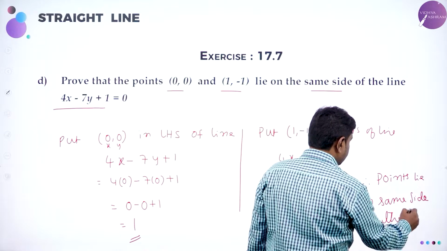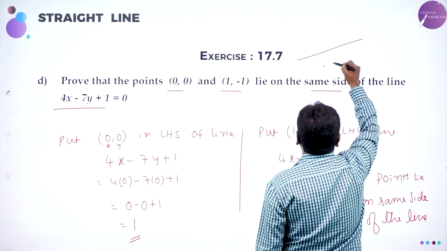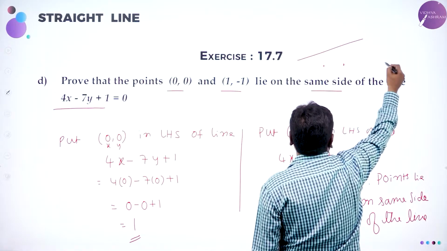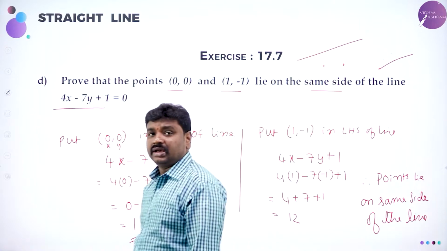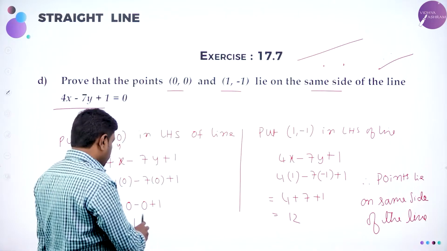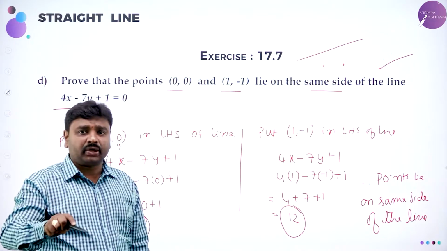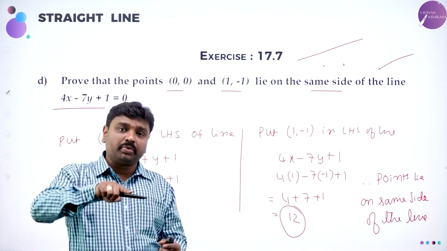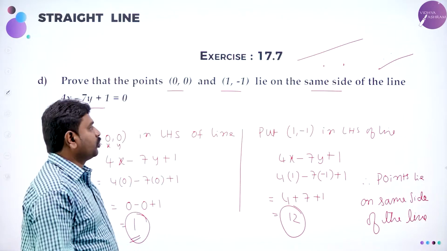How can I decide they lie on the same side of the line? Because both may be on the same side, below or above. So how can I decide they lie on the same side? Because the numbers you got are both positive. If you get both positive or both negative, they lie on the same side. If you get one positive and one negative, they lie on either side. That's it. I hope you got this.